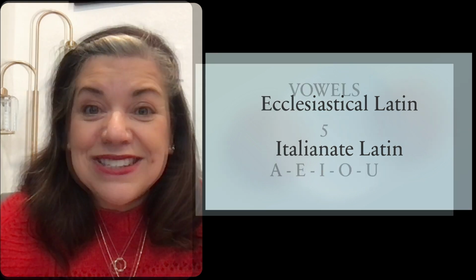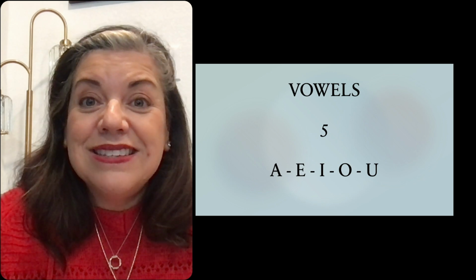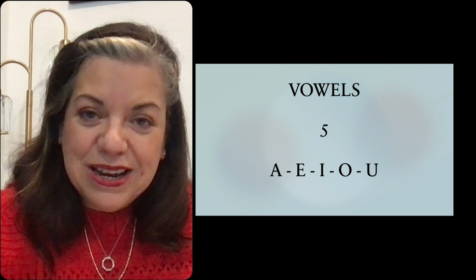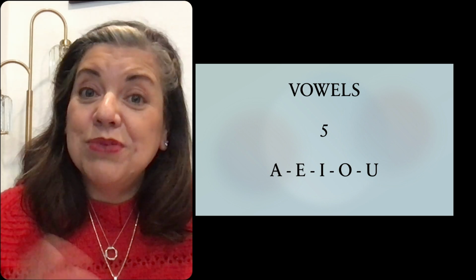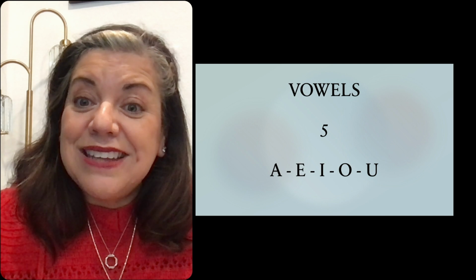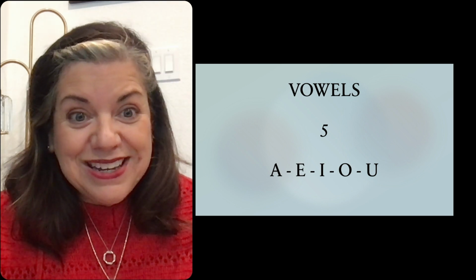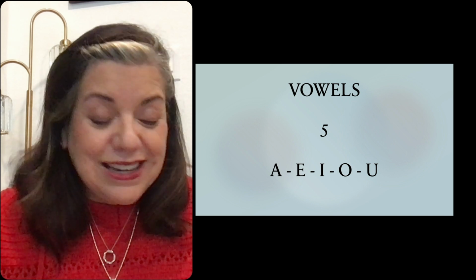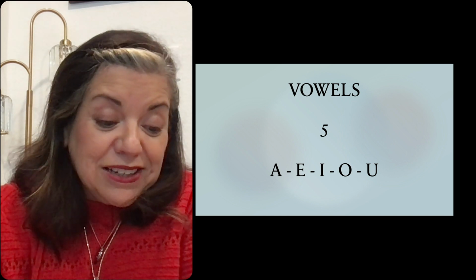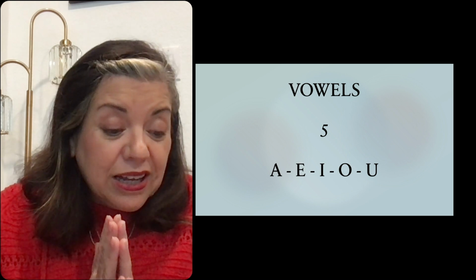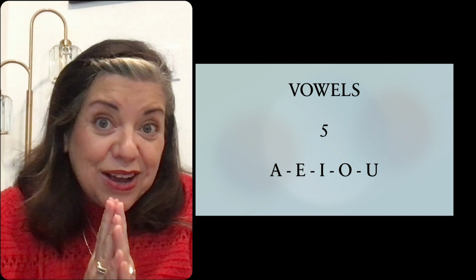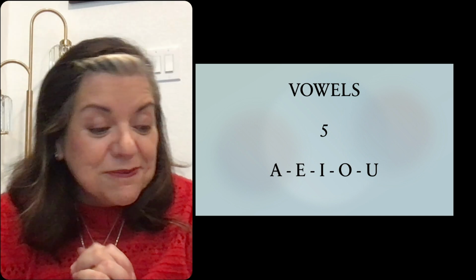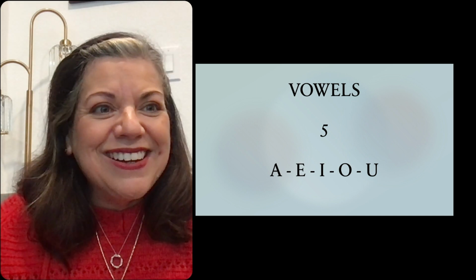All right, so we're going to get started here. The first thing we're going to talk about is the 5 vowels. This video is going to focus on the vowel sounds in Latin, and there are primarily 5. It's A, E, I, O, U, just like in English. But the sounds are different in Italian Latin and in our church Latin. Every single vowel has one sound, which makes it a little bit easier. So we're going to go through each one, and let's begin.